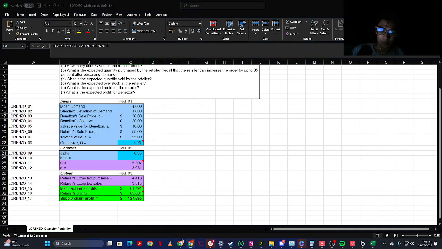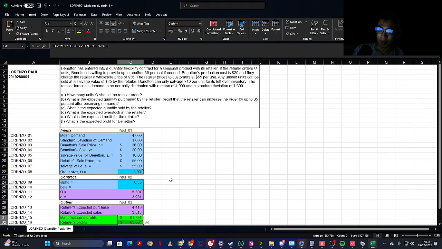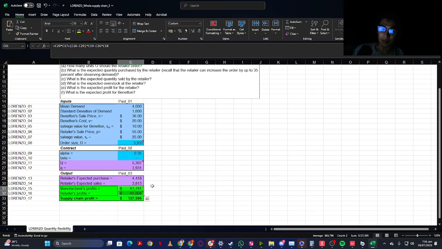And then moving forward to the total supply chain profit, how do we compute that? We just add both the retailer's profit and the manufacturer's profit. The sum of the manufacturer's profit and retailer's profit, 61,791 plus 65,804, would be equal to 127,595. So that's pretty much all of that. This is pretty quick to answer because it covers everything around.